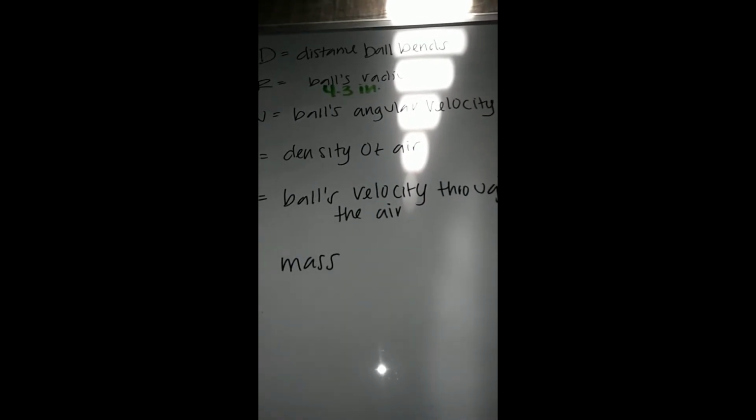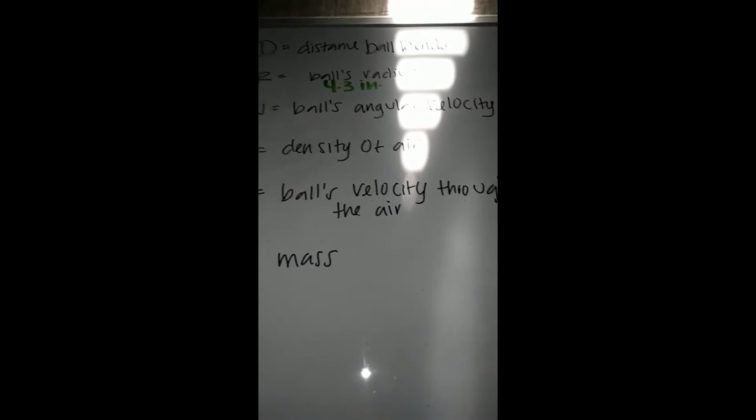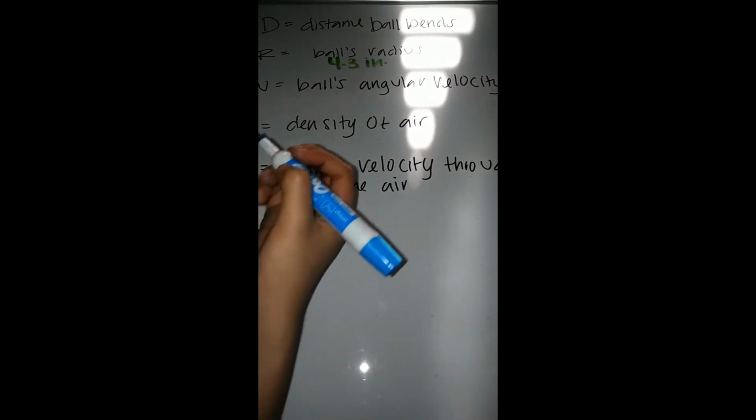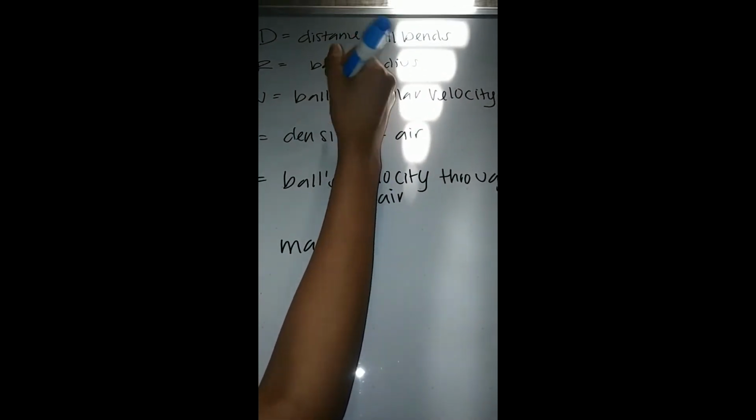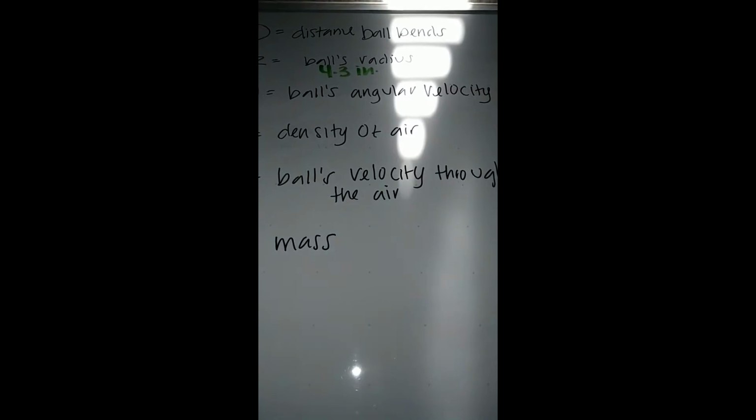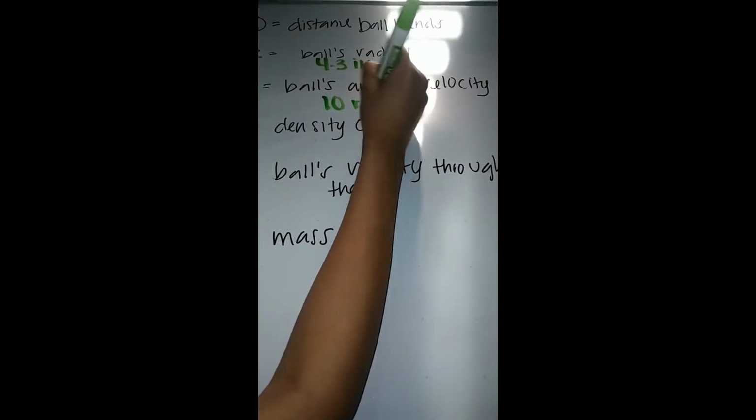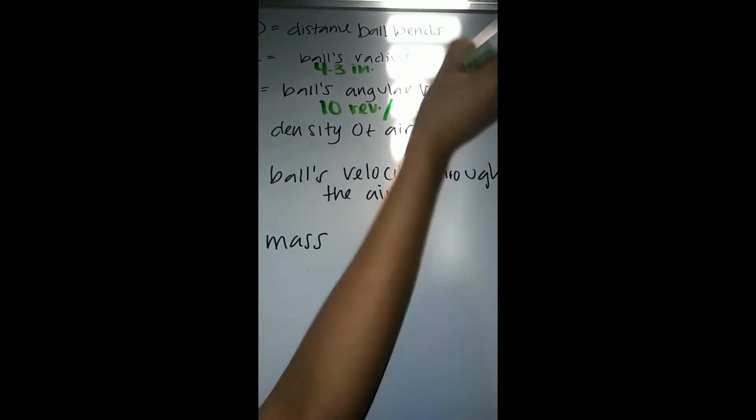To find w, or the ball's angular velocity, the information is already given, and I know that the angular velocity is 10 revolutions per second.